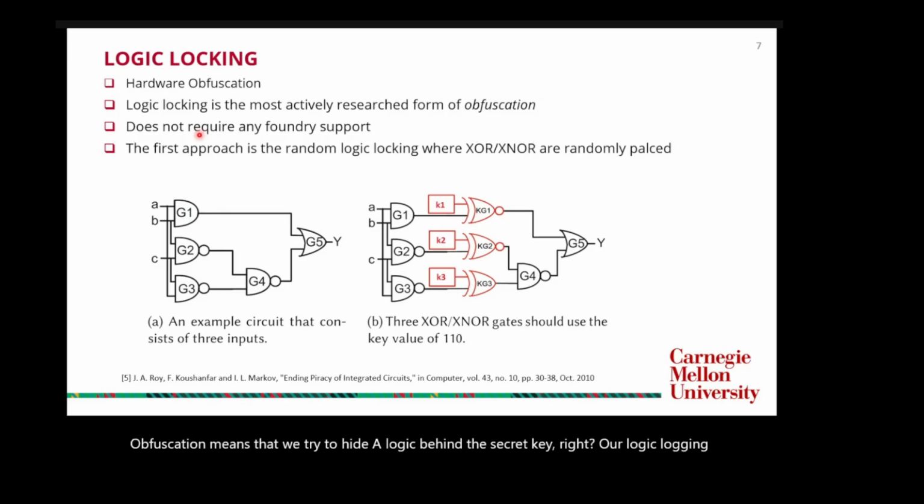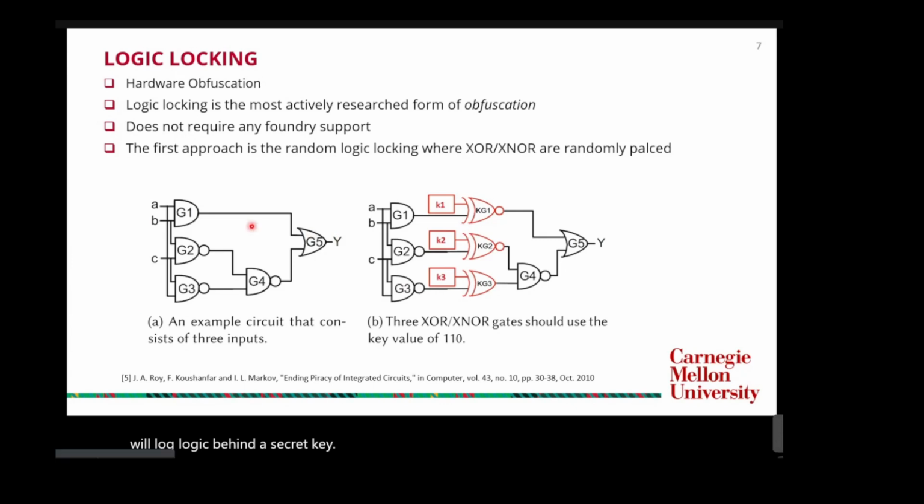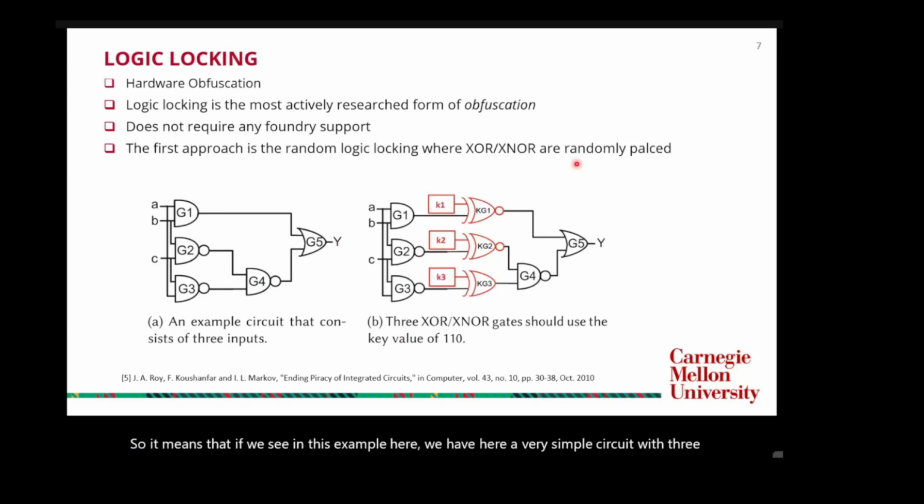So if we look at this example here, we have a very simple circuit with 3 inputs. What we do, the first approach is that we try to insert random XOR and XNOR gates, which means that we have embedded some key bits, right?